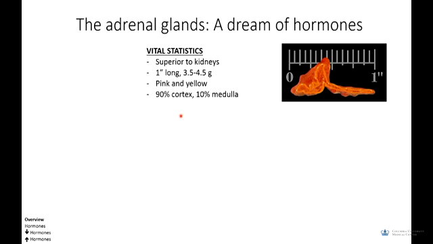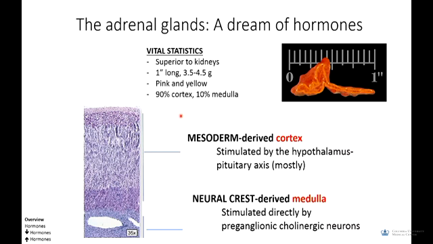So the adrenal glands, they are these gorgeous little beasts here. They're above the kidneys, they're about an inch long. They're mostly cortex, a little bit medulla. The cortex itself comes from the mesoderm, stimulated by the HPA axis. The medulla comes from the neural crest, and it's stimulated by the preganglionic cholinergics.